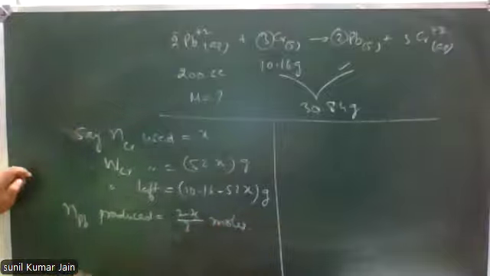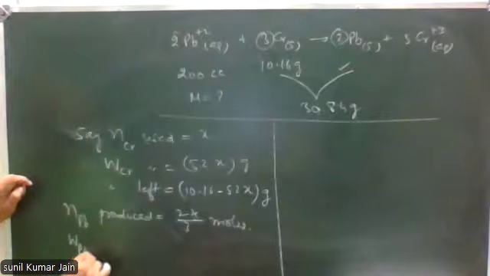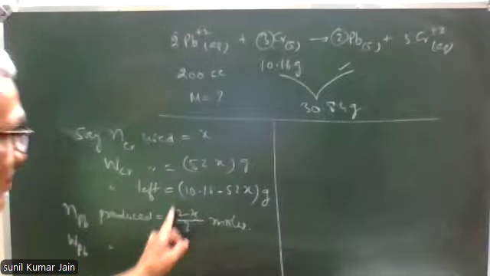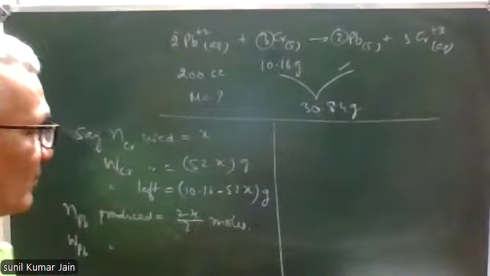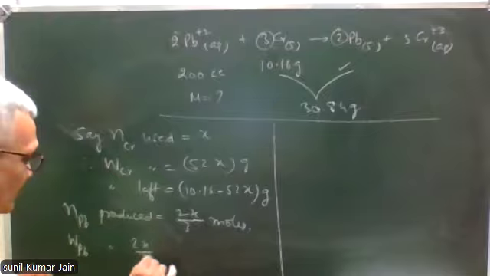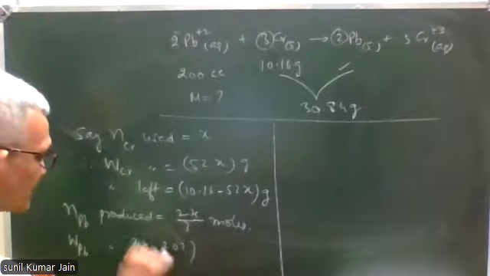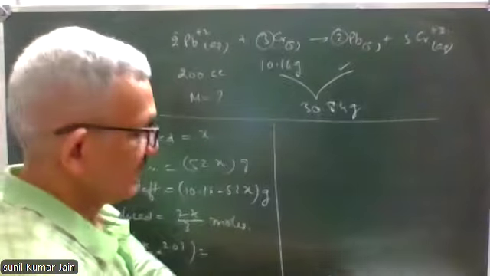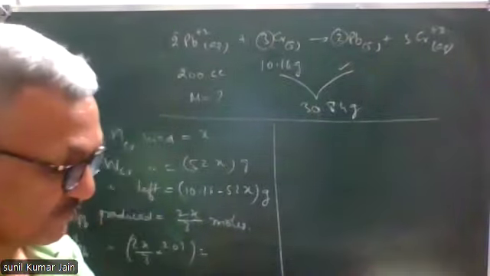moles. Weight of lead produced will be so many moles multiplied by atomic weight of lead. So 2X by 3 into atomic weight is given 207. Let me tell you how much it will come out to.